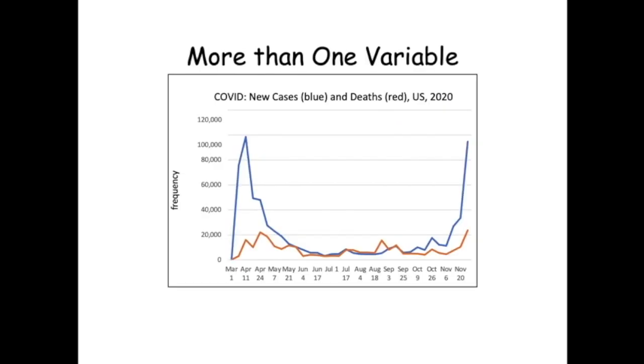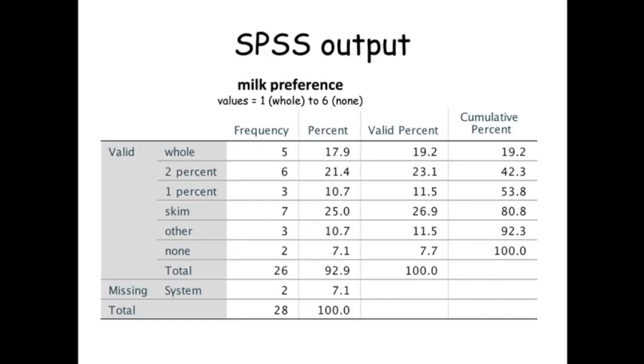This also works when you have more than one related variable, as in this graph of COVID-19 cases and deaths in the US. To show what tables and graphs from SPSS look like, we'll examine the variable milk preference. 28 subjects were asked what type of milk they preferred, and this is the frequency table produced by SPSS.